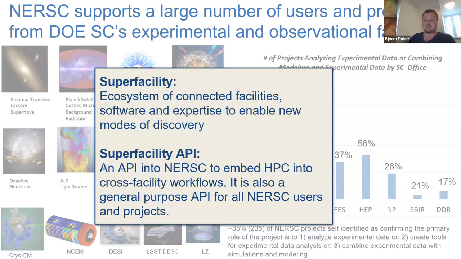And the superfacility API, so it's called SF API because it's the superfacility API, was one request from the user community. Essentially it means that if you have an API for NERSC that you can use to do all the things you do at NERSC, and you can embed it into your own systems, then it's much easier to use NERSC for your cross-facility workflows. But as we went on, we realized that we also want the API to be a general purpose API for all NERSC users and projects, not only for our special superfacility partners. And that's really where the API is now. It's a general purpose API for all NERSC users and projects.